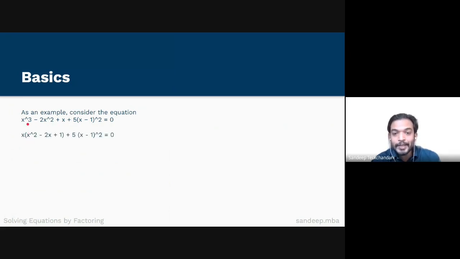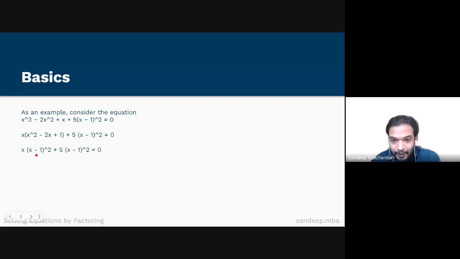X times x square is x cubed. X times minus 2x is minus 2x square. X times 1 is x. Plus 5 times (x minus 1) the whole square equals 0. Please observe that x square minus 2x plus 1 is equal to (x minus 1) the whole square. Therefore, in the next step, I'll write x times (x minus 1) the whole square plus 5 times (x minus 1) the whole square equals 0.